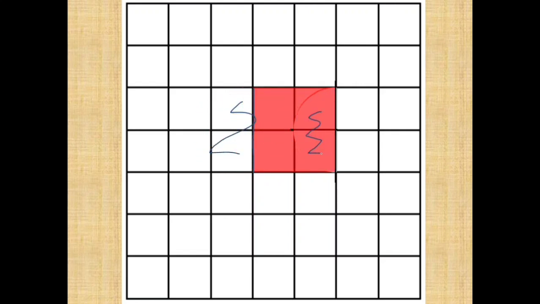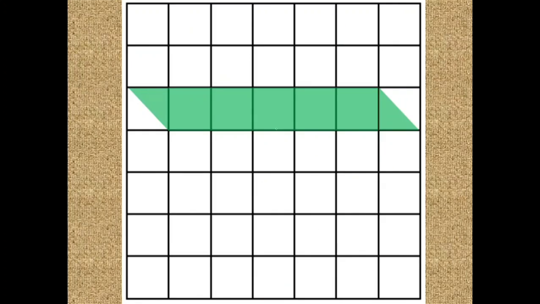So what do you see, my children? We get a 2 by 2 square. So what is the area of this shape? 2 twos are 4. So this shape is covering 4 squares, or we can write the area is 4 square centimeter. Shall we move to the next part, my dear children? So this is the next part.